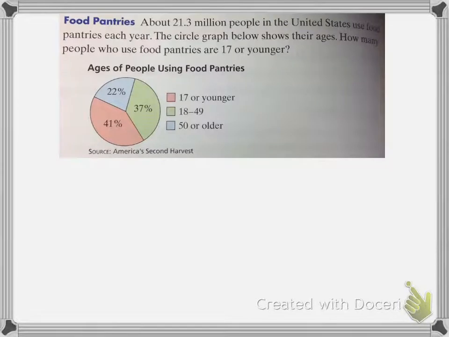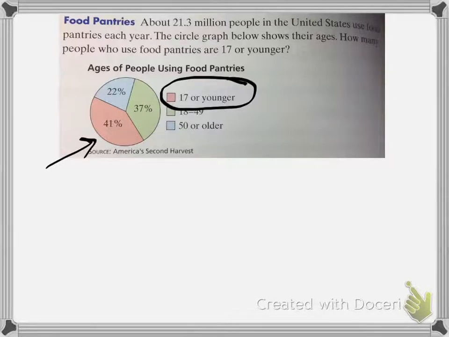Alright, here's an example of a circle graph and the kind of questions you're going to get. So here it is. It says food pantries. About 21.3 million people in the United States use food pantries each year. The circle graph below shows their ages. How many people who use food pantries are 17 or younger? So the first thing you have to do is figure out what 17 or younger is. Well, it's right here, 17 or younger. It's the pink. So we're looking at this area.